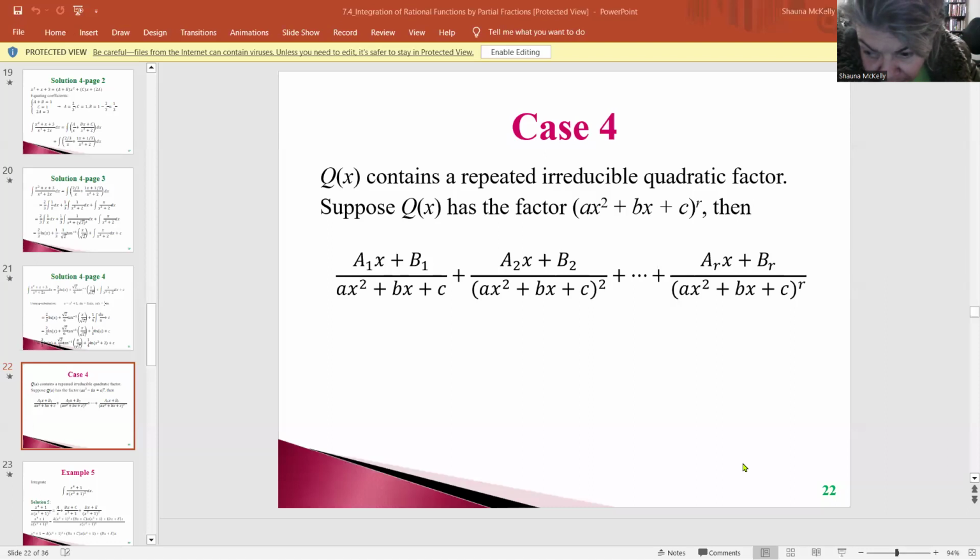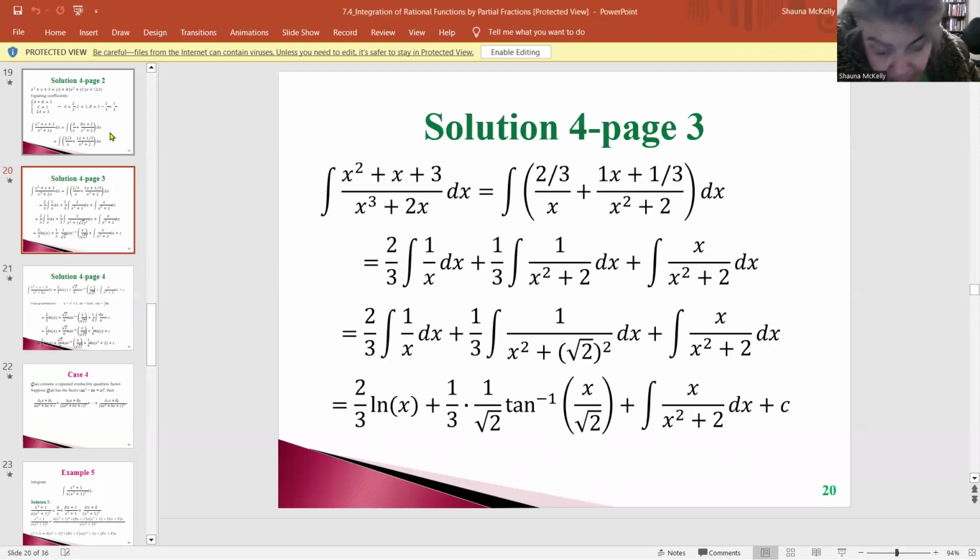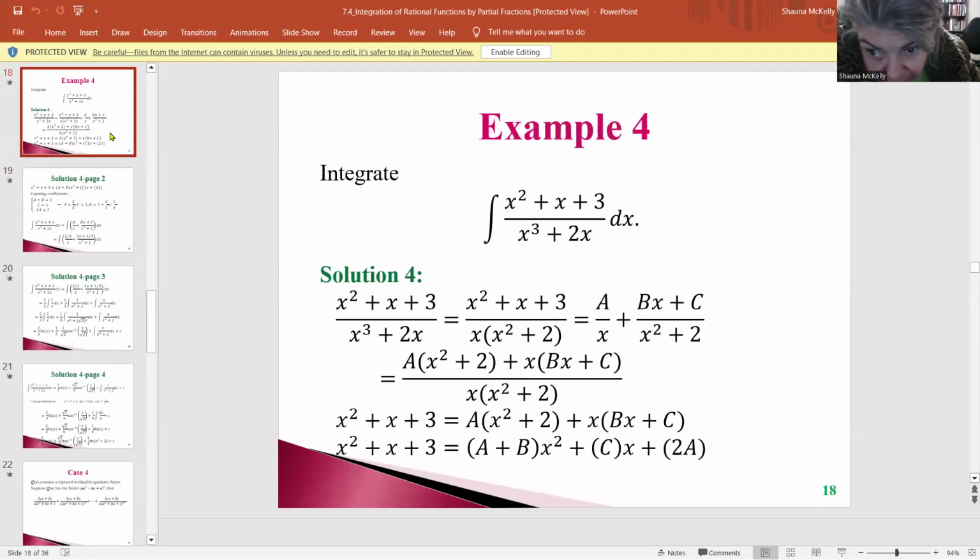For reference, we're going to be going over this example again, the integral of x squared plus x plus 3 over x cubed plus 2x dx. Okay. So this is the example where she made a mistake with the solving for the coefficients. We'll get to that in a minute.